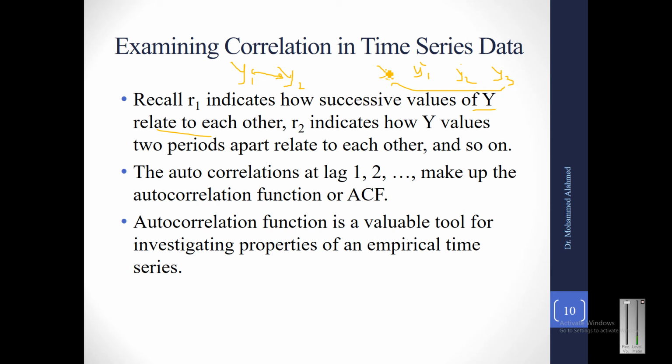So how much memory, in these terms we call it memory. If we have a data point, how much of this data is actually relating to this particular data? It may have a high relation, it may have no relation, or it may have a very small relation. Anything is possible. So the autocorrelations at lag 1, 2 and so on make up the autocorrelation function, or ACF.